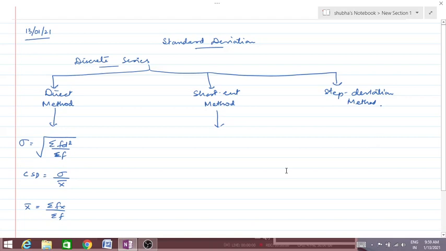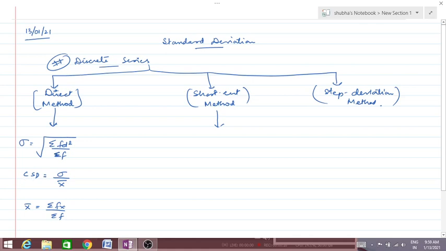Hello everyone. Today I am going to explain to you how to calculate standard deviation in discrete series. In discrete series also we have three methods, as I explained earlier for the individual series: direct method, shortcut method and step deviation method. In the direct method, the formula to calculate standard deviation is under root sigma fd square over sigma f. How to calculate it will be discussed with a question.